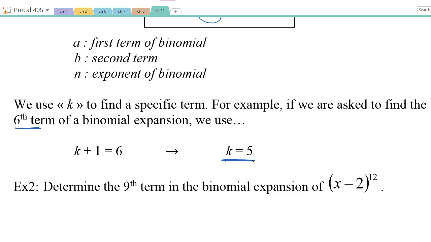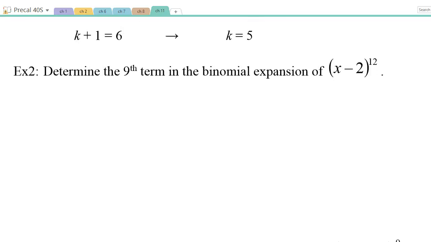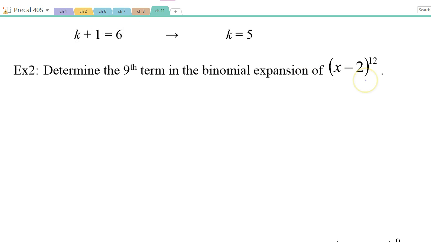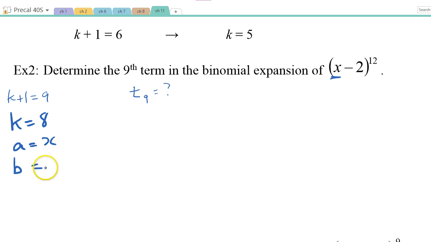All right, so let's use this brand new formula here to determine the 9th term of this expansion. In other words, what we need to find out is what is T9 equal to. So k plus 1 is equal to 9. That means that, I'm going to write it bigger so I see it better, k is equal to 8. a is equal to x. So there's my a value. b is equal to, looking over here, -2. And n is equal to 12.